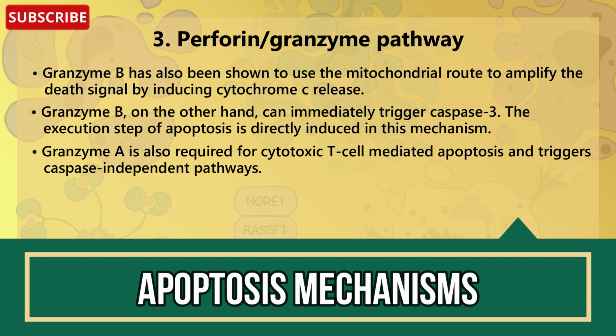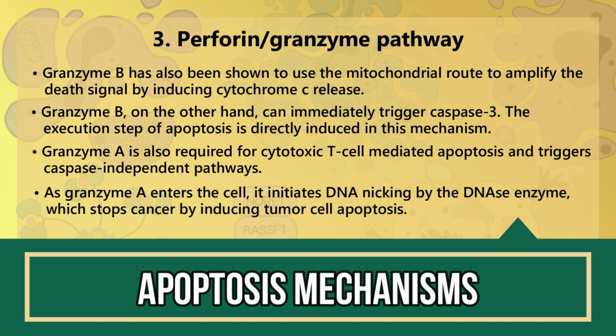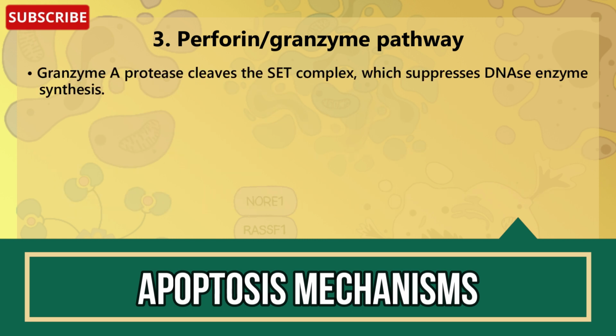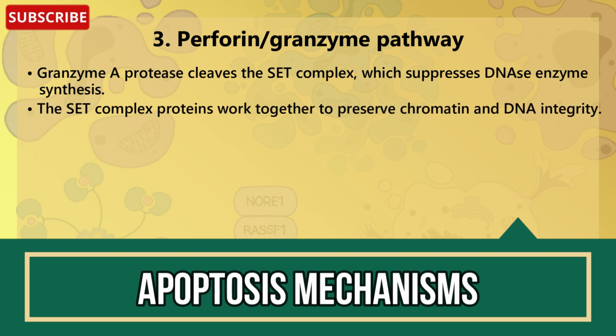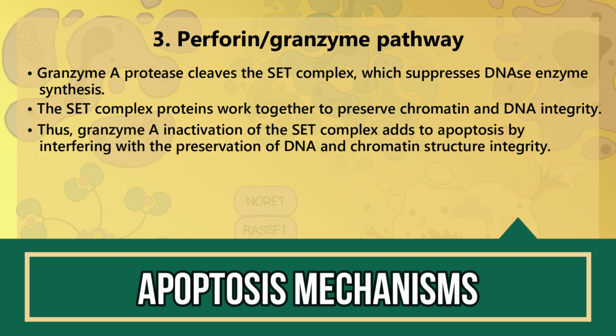Granzyme A is also required for cytotoxic T cell mediated apoptosis and triggers caspase-independent pathways. As granzyme A enters the cell, it initiates DNA nicking by DNase enzyme, which stops cancer by inducing tumor cell apoptosis. Granzyme A protease cleaves the SET complex, which suppresses DNase activity. The SET complex proteins work together to preserve chromatin and DNA integrity. Thus, granzyme A inactivation of the SET complex adds to the apoptosis by interfering with the preservation of DNA and chromatin structure integrity.